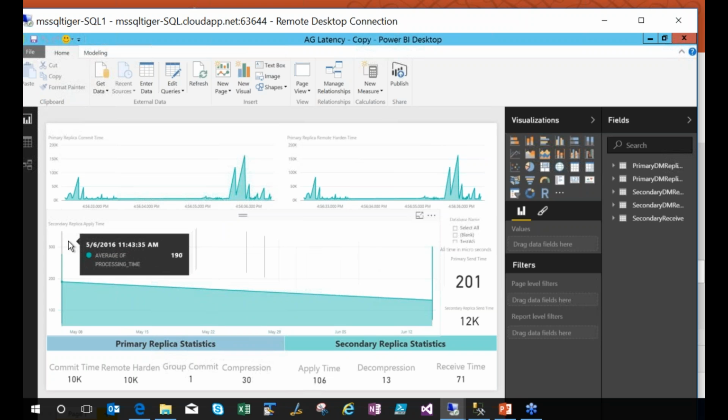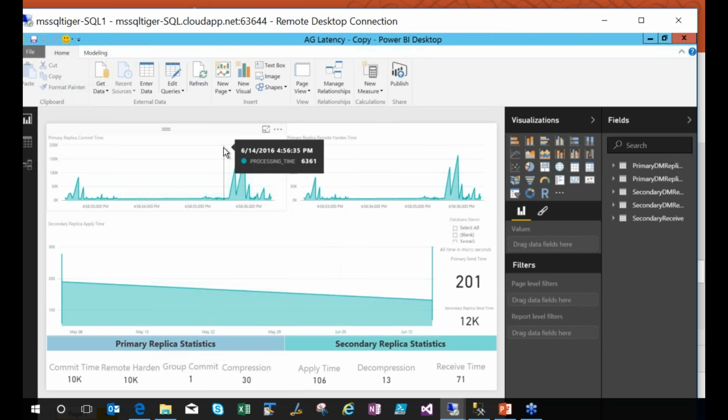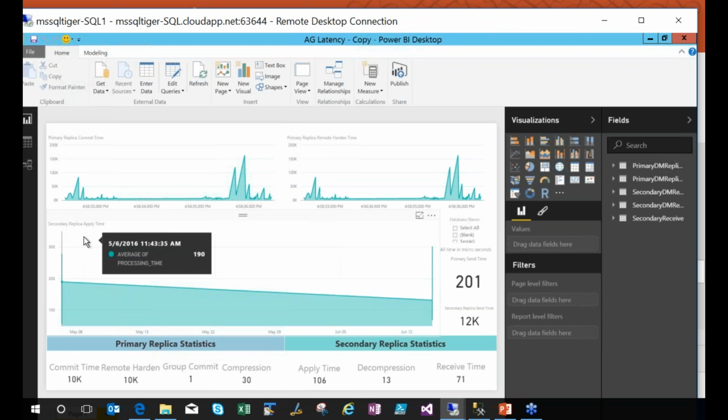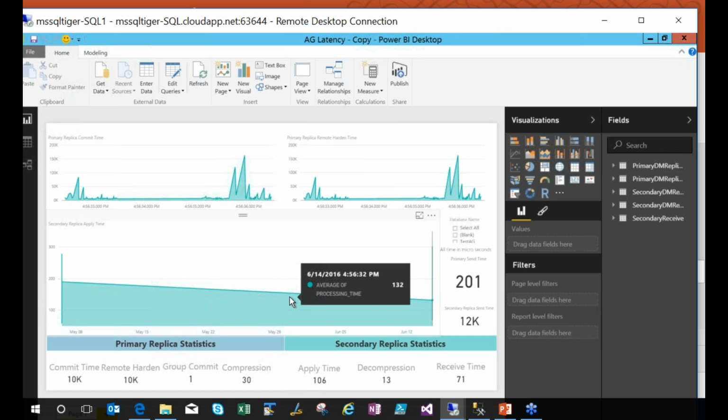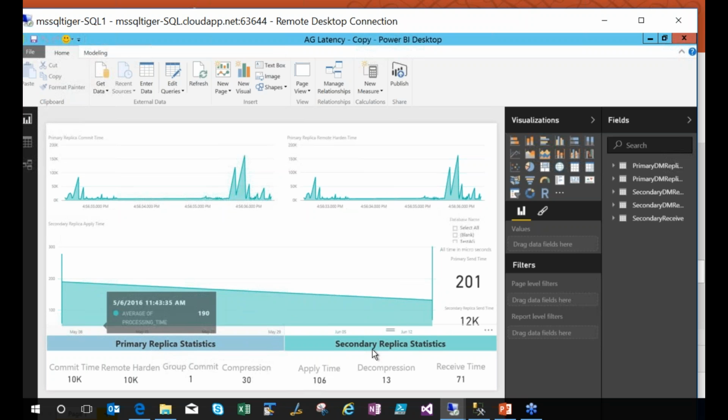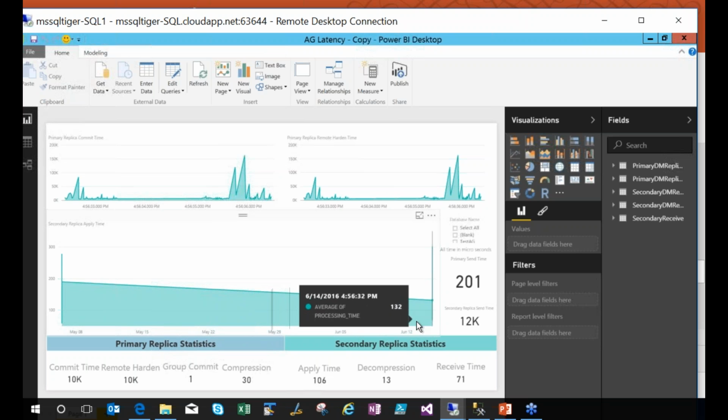The secondary replica apply time. This is the graph in the second quadrant, which I'm highlighting, which is secondary replica apply time. This tells me how long it was taking for the secondary replica to apply the messages that it was receiving. And I can see that it slowly declines over a period of time as the workload decreases. This I've been tracking for a large number of days. I did not have anything running at that period of time, so I don't see any issues.